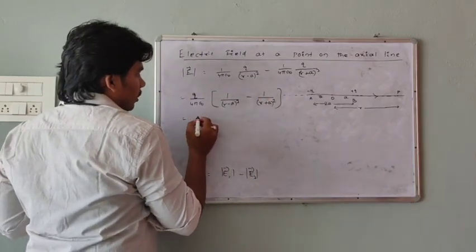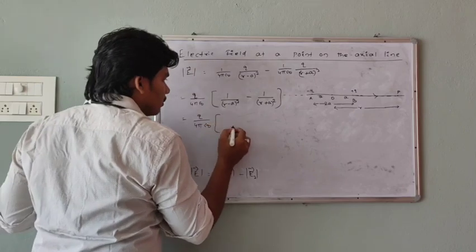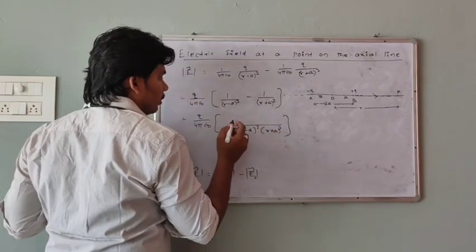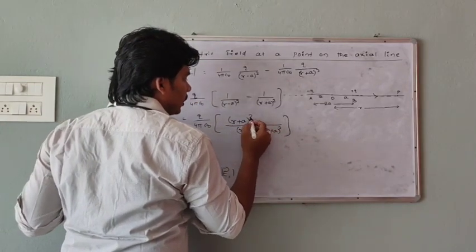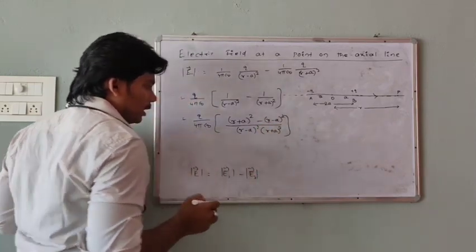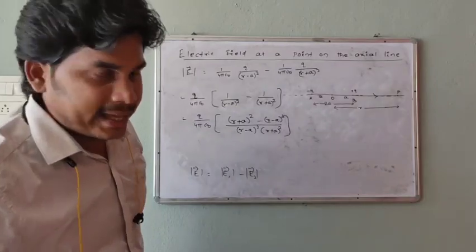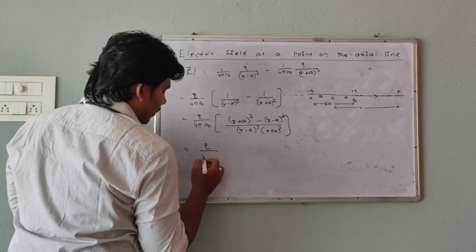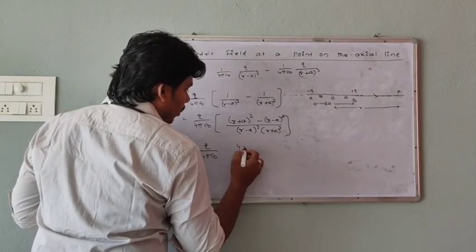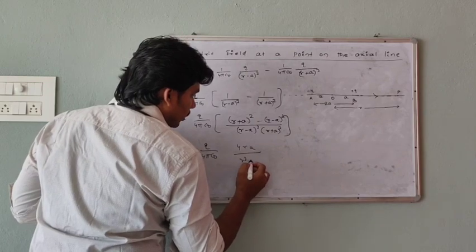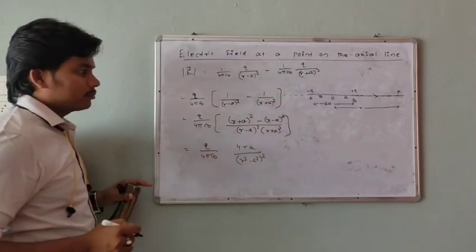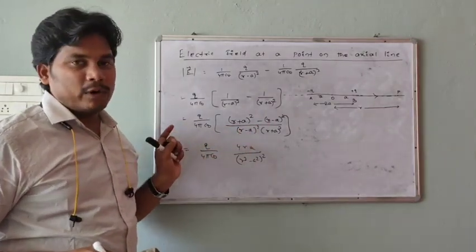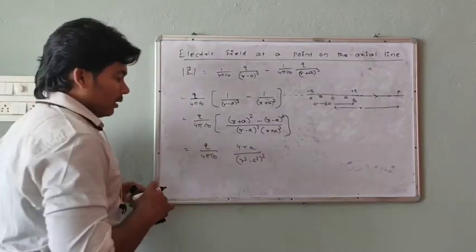This will be Q by 4 pi epsilon naught, times the common denominator (R minus A) whole square and (R plus A) whole square. The numerator is the LCM: (R plus A) whole square minus (R minus A) whole square. If you remember the formula, you can directly put the value: (A plus B) whole square minus (A minus B) whole square is 4AB. In such a way, it becomes 4RA, so we get Q by 4 pi epsilon naught times 4RA by (R square minus A square) whole square.